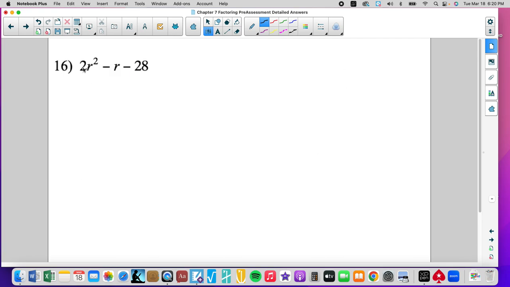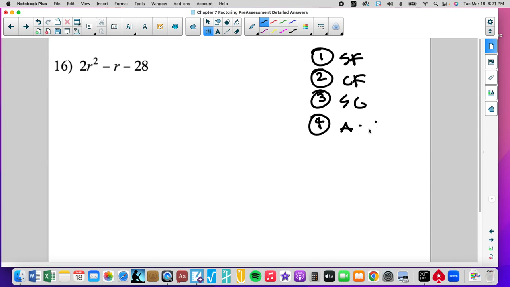Oh, look at this. My a value is greater than 1. So we're still going to make sure it's in standard form, r squared r, no variable. Here we have to start being careful. Is there a common factor? Now that there's a coefficient greater than 1, we may have a common factor, but this is 1, so no common factor. Is it a special case? It's not difference of squares because there's 3 terms, and it's not a binomial square because these are not perfect squares. So we'll go back to a times c.